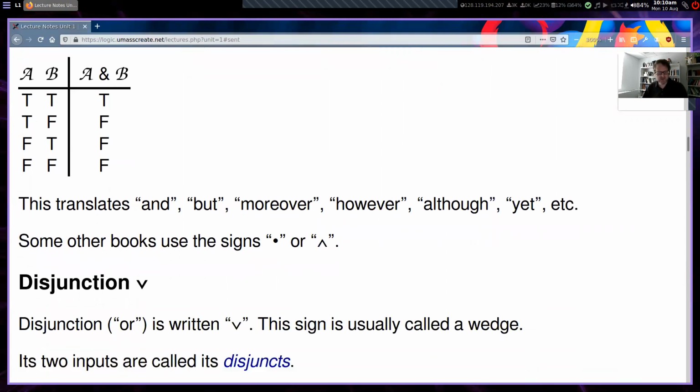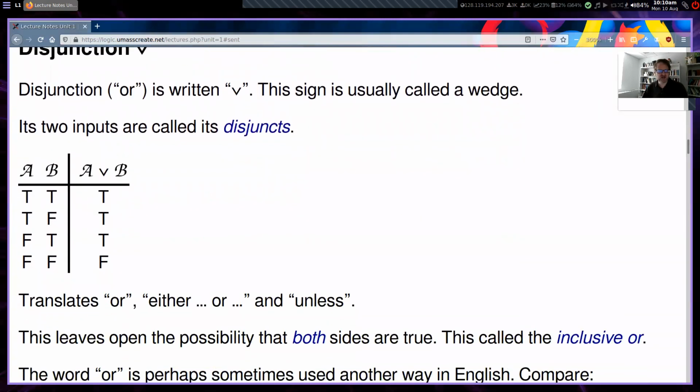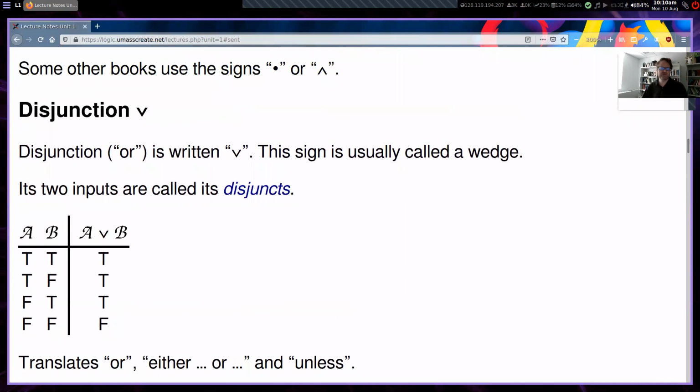Next one we're going to talk about is disjunction, or, which we represent with a little wedge-shaped sign that also looks like the lowercase letter V. We call that sign a wedge, and it forms what we call a disjunction. That's a fancy word for or. The two inputs to this junction are called the disjuncts.